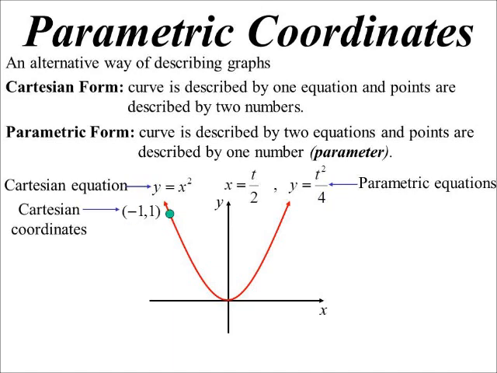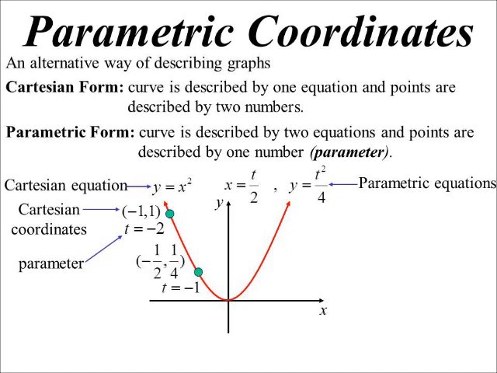There's the point minus 1, 1. Well, if I was to give it its parameter, it would be t equals negative 2. So that is simply the point t equals negative 2. If we substitute into the parametric equations, you'll see it works, because x would equal negative 2 on 2, which is negative 1. y would be negative 2 squared, 4 over 4, which is also 1. So that's the parameter, t, or negative 2 in this case.